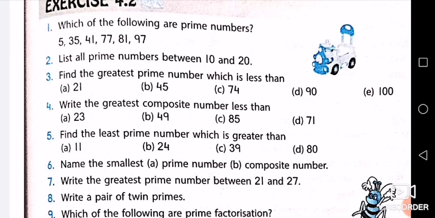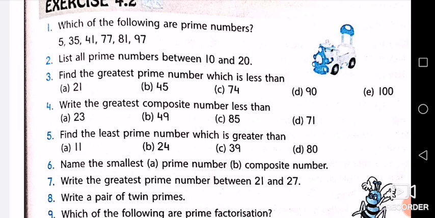And one more question will be formed from this. The smallest even prime number is 2. So here it is asked to name the smallest prime number; you will write the answer 2. B, name the smallest composite number. Yes, that is correct. The smallest composite number is 4. So now we will move to question number 7.